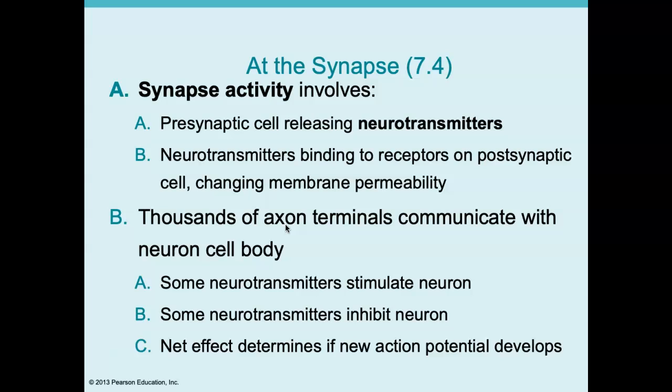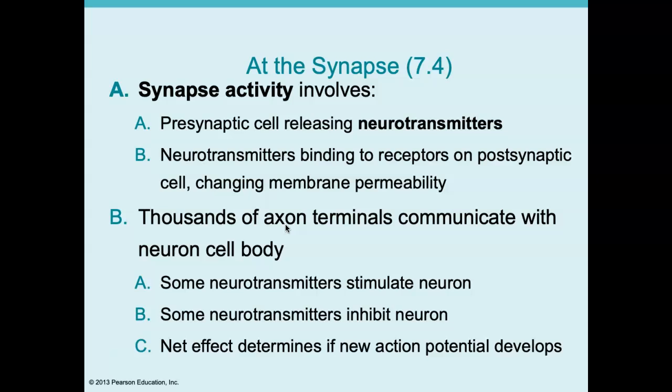So the action potential will travel down the axon to the axon terminals. And inside those axon terminals, just like at the neuromuscular junction, that presynaptic cell has neurotransmitters, and they will be released. They will cross the synaptic cleft, bind to receptors on the postsynaptic cell, and change the membrane on the second cell. But here's the thing. It's not just one axon connecting with the second axon.